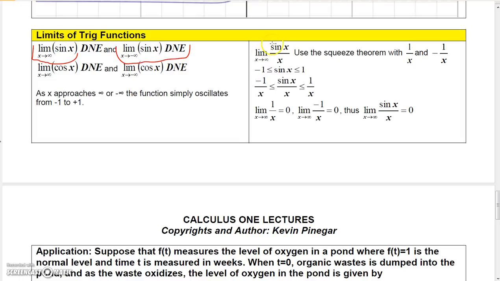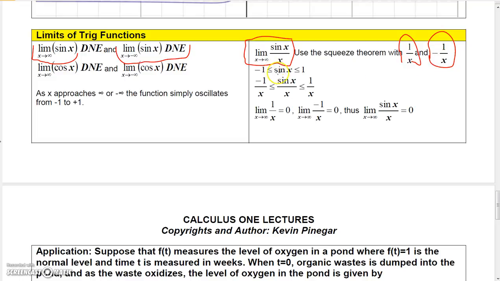Now an interesting function is sine x over x as x approaches infinity. You can actually show that this limit is 0 by using the squeeze theorem. In other words, you can show that sine x over x is between 1 over x and minus 1 over x.